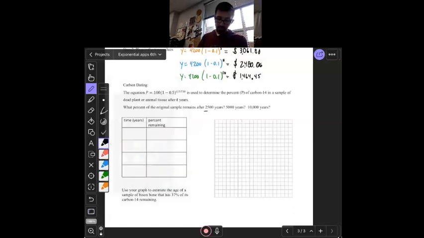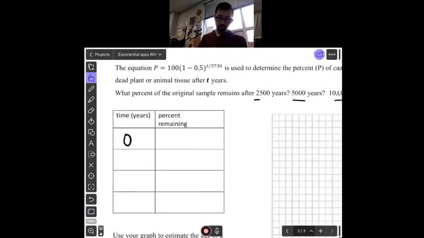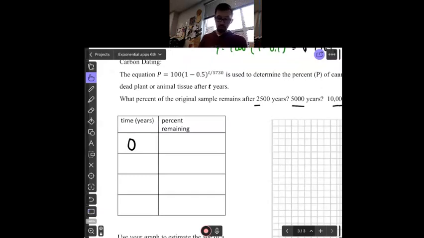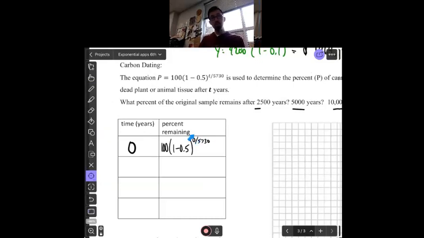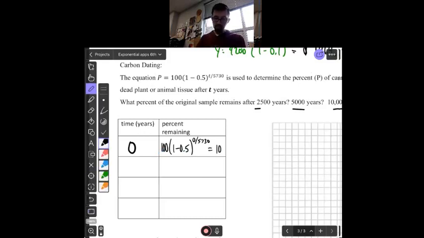And I have given you guys some values here. Also, just think of at time 0, where do we start? Really, our starting point. So I'm going to plug in 0 for time. So 100 times 1 minus 0.5 to the 0 divided by 5730. You can actually do this one in our heads. 0 divided by 5730 is 0. Anything to the 0 power is 1. And 100 times 1 is 100. So plugging in 0 gives us 100, which should make sense considering what I said.